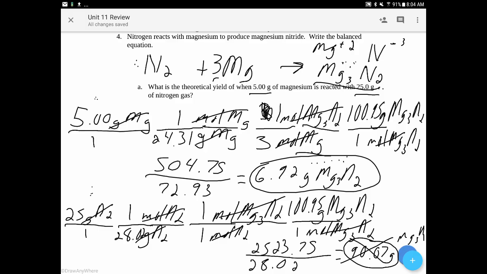That is our theoretical yield, not our limiting reactant. This particular problem doesn't ask for the limiting reactant, but if it did, then whichever one of your two givens, the 5.00 or the 25.0, I forgot to do the 0.0 over here, whichever one of those produced the theoretical yield, that is your limiting reactant. So since 5 grams of magnesium produced the 6.92 grams of magnesium nitride, the 5 grams of magnesium is your limiting reactant. Okay, that is it for that.